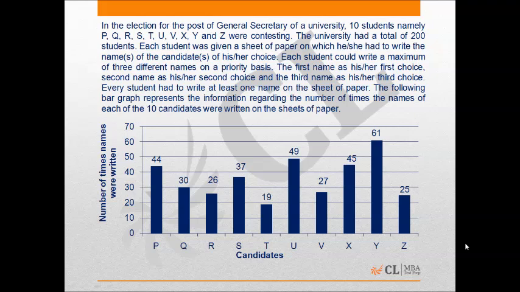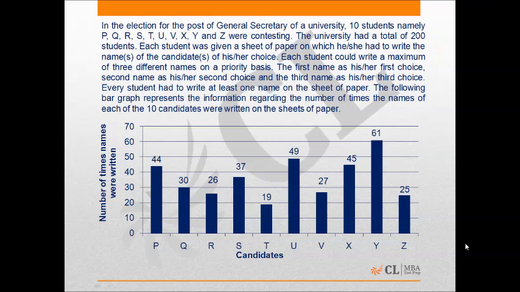Each student was given a sheet of paper on which he or she has to write the name of the candidates of his or her choice. Each student could write a maximum of 3 different names on a priority basis. The first name as his or her first choice, second as second choice, and third name as the third choice. Every student had to write at least one name on the sheet of the paper. The following bar graph represents the information regarding the number of times the name of each of the 10 candidates were written on the sheet of the paper.